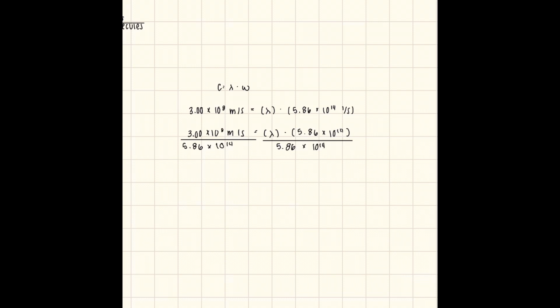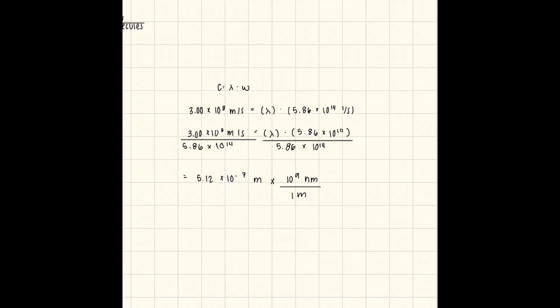And for our equation, we found that the value of wavelength is going to equal 5.12 times 10 to the negative 7. And that's going to be in meters. Keep that in mind. That's in meters, and we want our answer to be written in nanometers. So we are going to have to do yet another conversion. So there are 10 to the 9th nanometers in 1 meter. So you put 10 to the 9th nanometers over 1 meter to cancel out those meters.